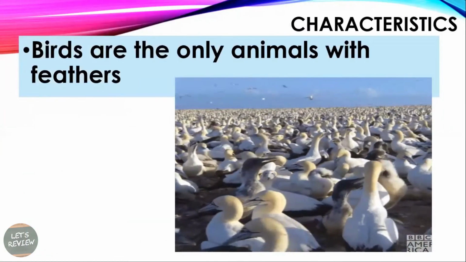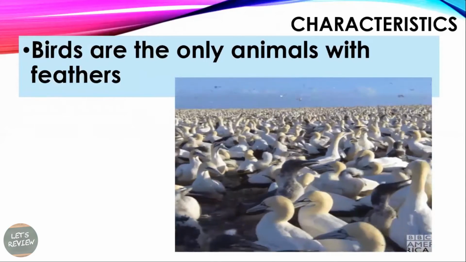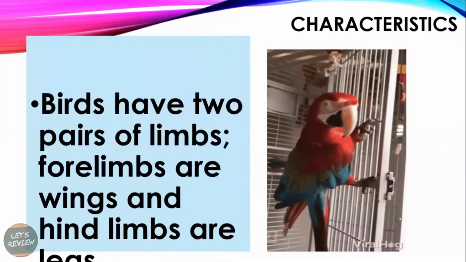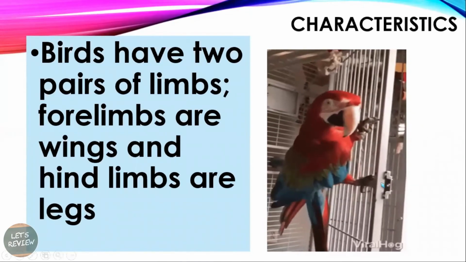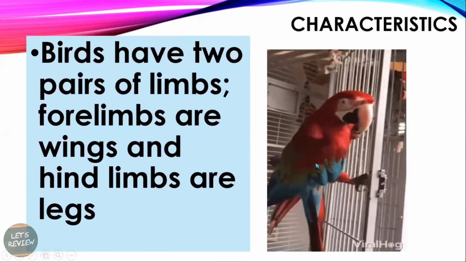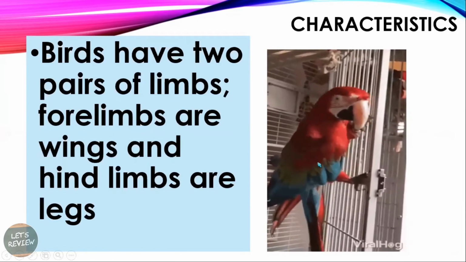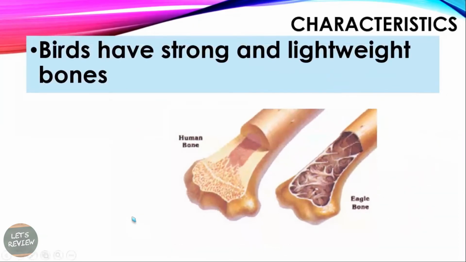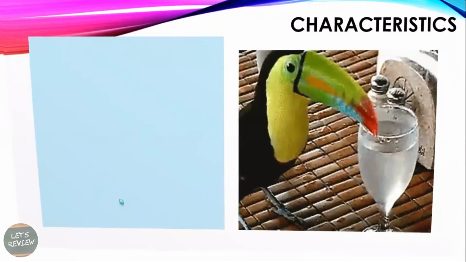Aside from that, birds are the only animals with feathers. Remember, with feathers. Birds have two pairs of limbs: the forelimbs, which are the wings, and the hind limbs, which are the legs. Their bones are strong but lightweight, which is the reason why they can fly, compared to the compact bone of a human. This is the bone of the eagle, but they are really, really strong.